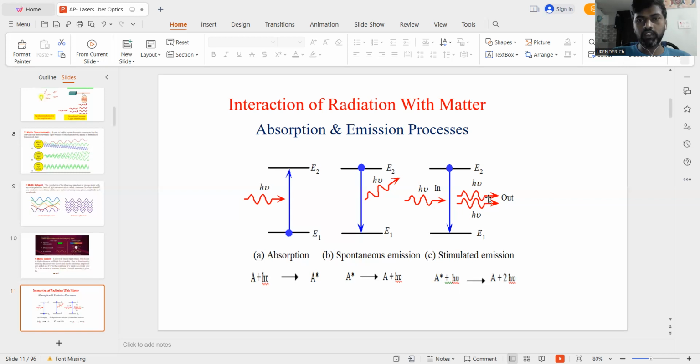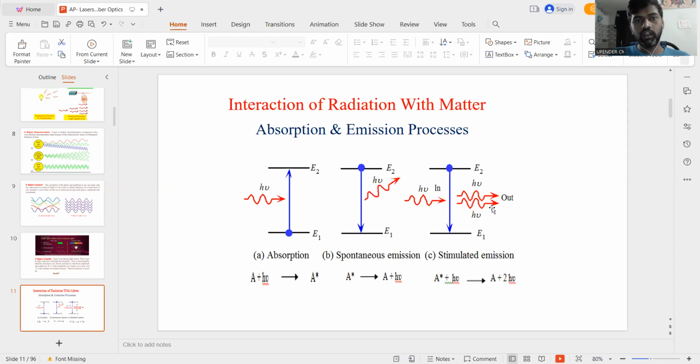These two photons hit another two atoms in the excited state, releasing a total of four photons. Again, those four photons hit another four atoms in the excited state, releasing a total of eight photons. Like that, photon multiplication takes place. Avalanche multiplication of photons takes place here, so an intense laser beam comes out from the material which satisfies all the special characteristics of laser: high directionality, high intensity, high monochromaticity, and high coherence.